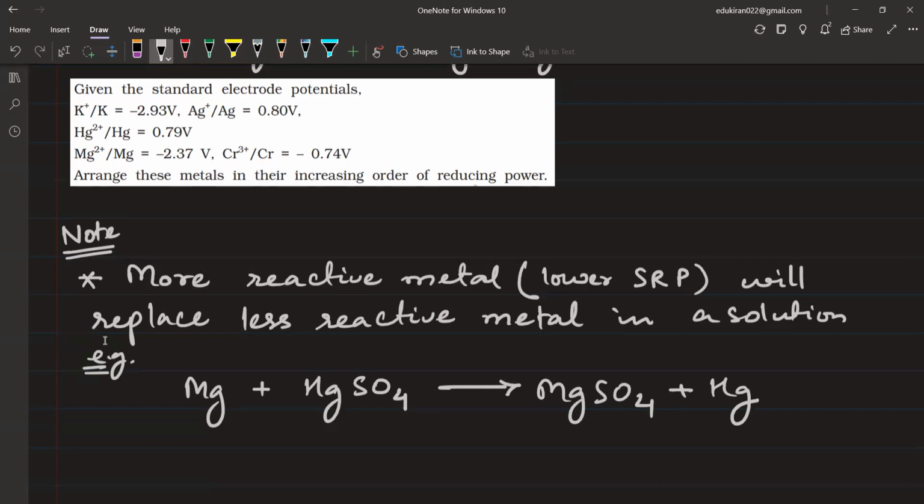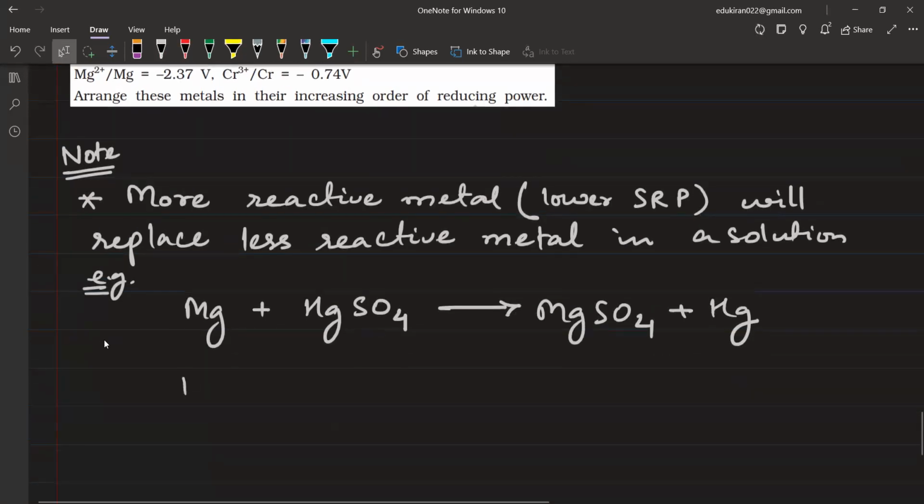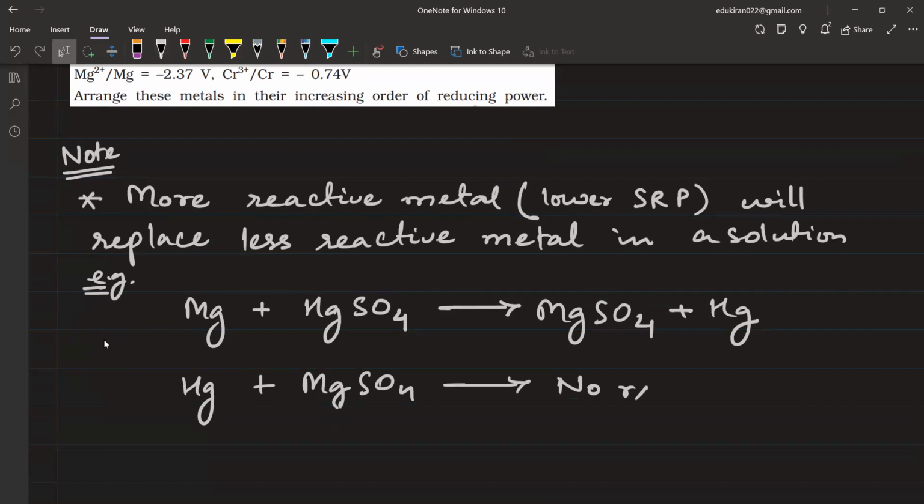Okay. So in this case, you will have reaction. But if I take Hg plus MgSO4, then it is not going to give you any reaction. This will be no reaction. Remember this.